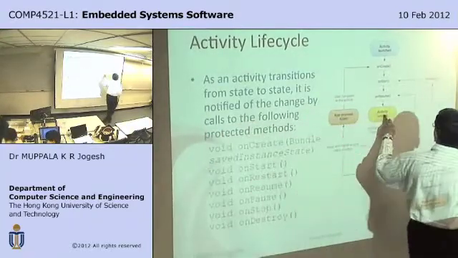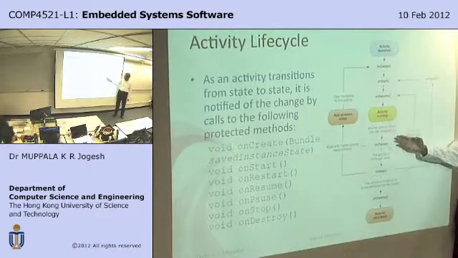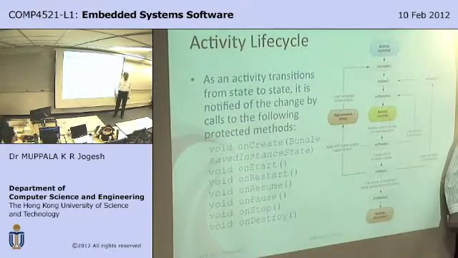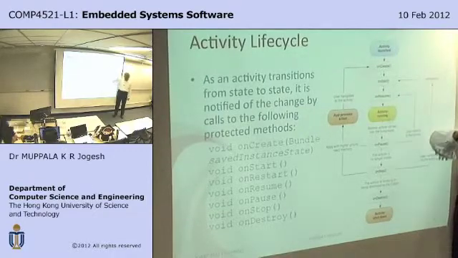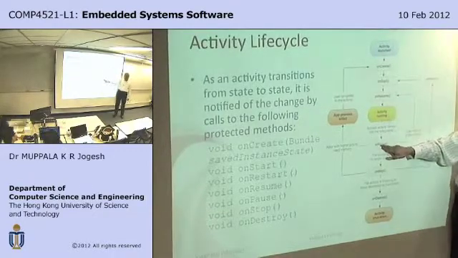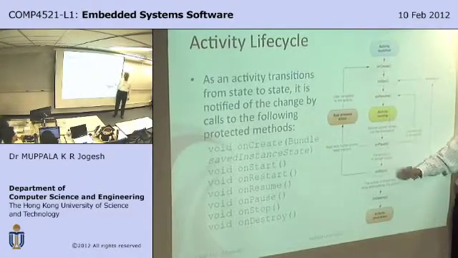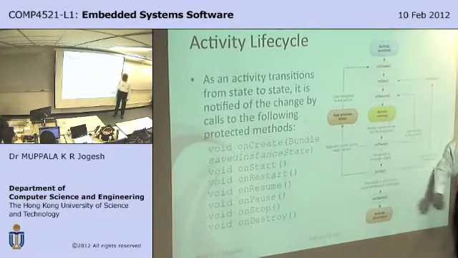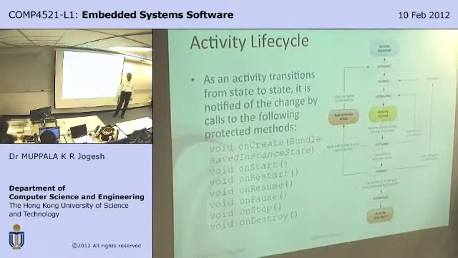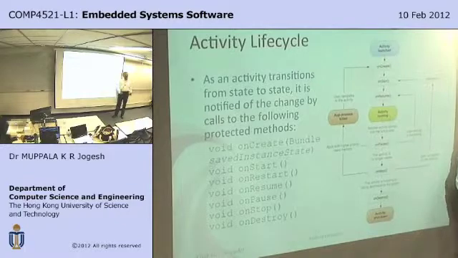Now, when the activity is running, and if it so happens that another activity comes into the foreground, then this activity has to move from the running state into the paused state. In that case, the onPause method is called. If your activity has to be stopped, then the onStop method is called. Okay? After the onStop method is called, your activity is in the stop state.